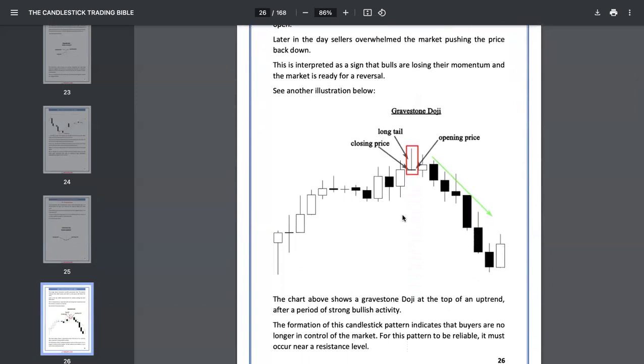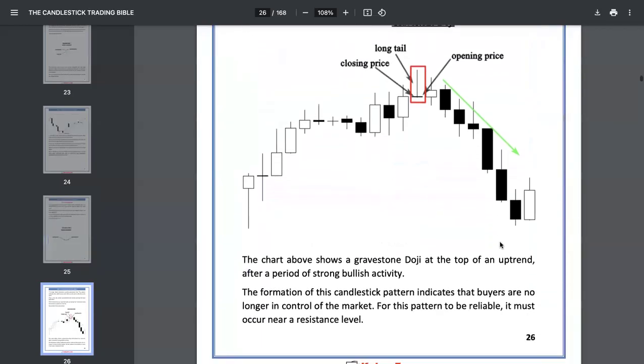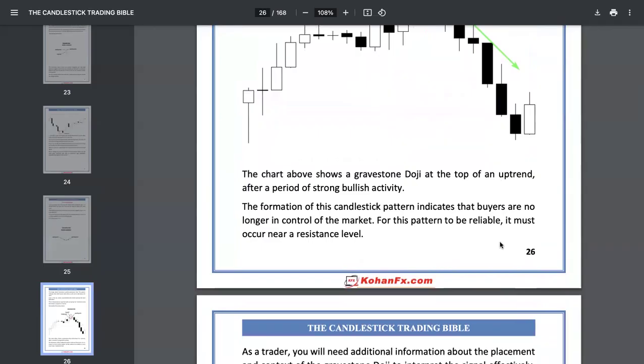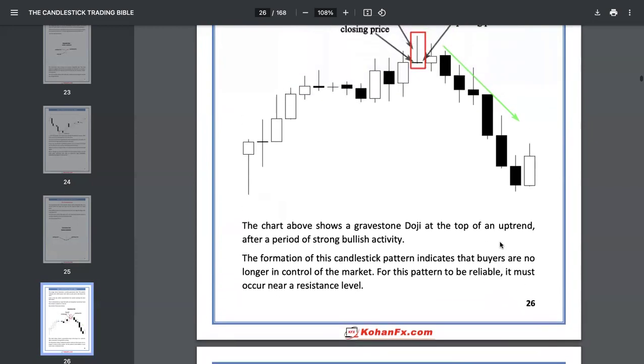So here we have another illustration. We have an uptrend, and then we have a Gravestone Doji. So you see the open and the closing price. You see the long upper tail, upper shadow, and then we see prices pushing downwards. The chart above shows a Gravestone Doji at the top of an uptrend after a period of strong bullish activity. The formation of this candlestick pattern indicates that buyers are no longer in control of the market.